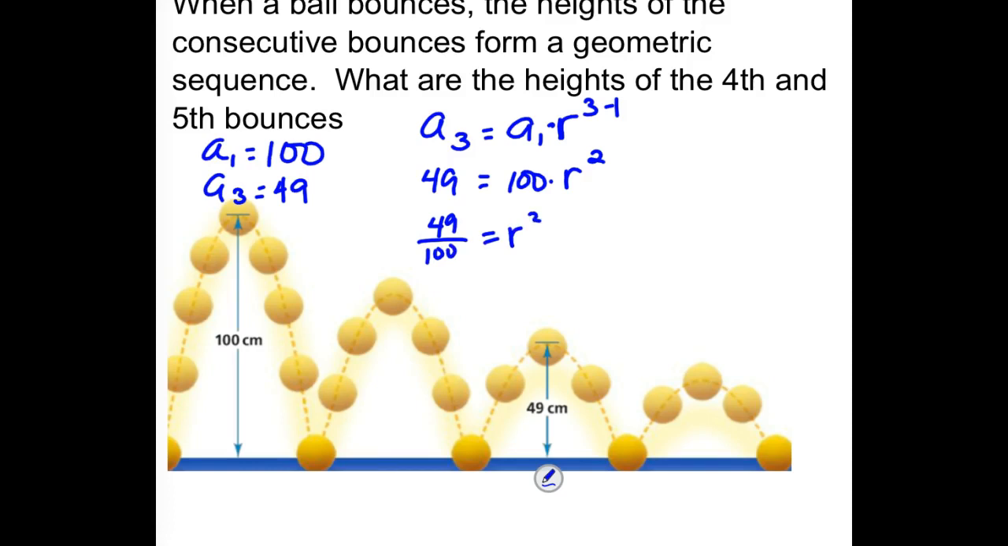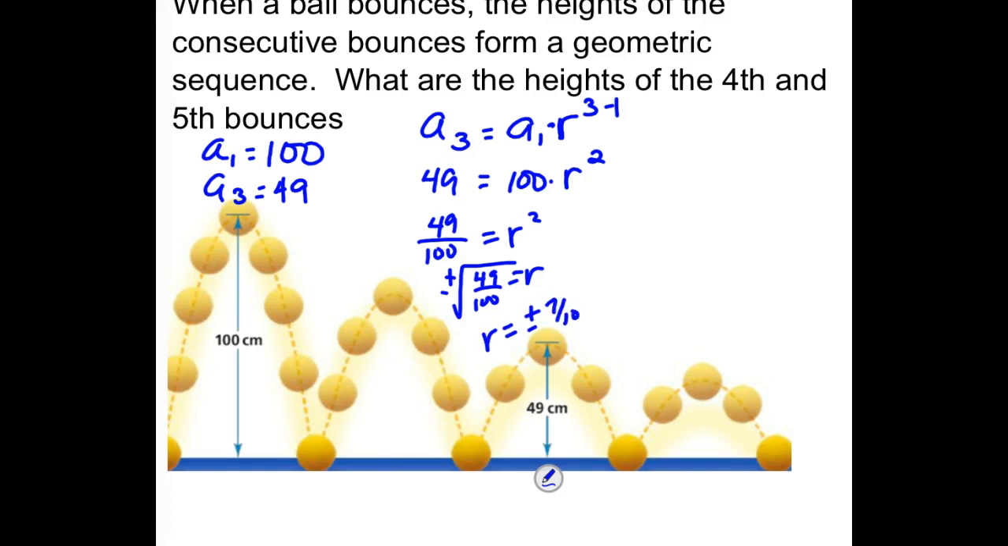Can I square root that fraction? Yes. How do you square root a fraction? Yeah, square root numerator and denominator. So r is going to be plus or minus the square root of 49/100, which gets us 7/10. So my r value can be plus or minus 7/10. Now, does that make sense?